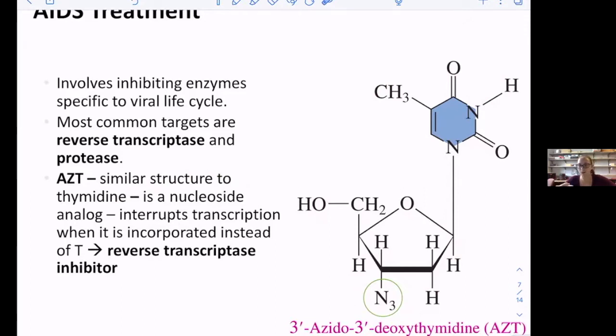So as soon as it's incorporated in, it kind of kills the process. And so it kills reverse transcriptase, or rather it inhibits reverse transcriptases from working. It actually will attach to the reverse transcriptase and block it from being able to do anything. So that reverse transcriptase in the RNA virus then gets killed.